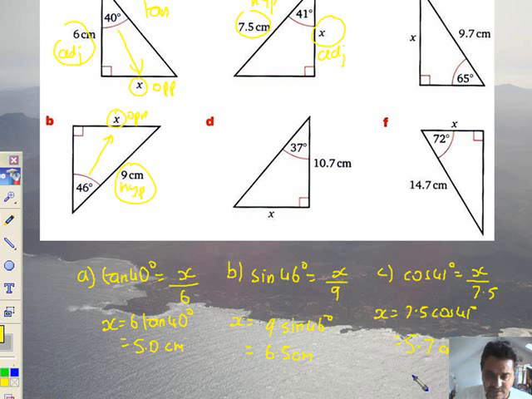So my answer is 5.7 centimeters. Please note, I don't have to put times between the 7.5 and the cos. The calculator understands we're playing with algebra. We don't need to put a times there.